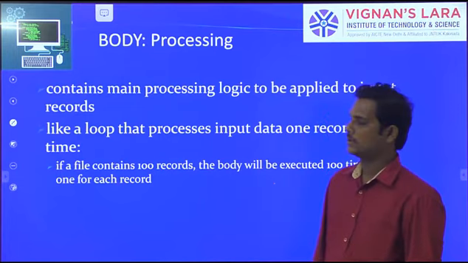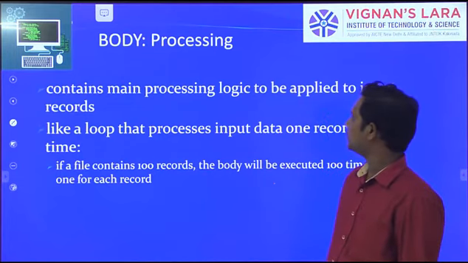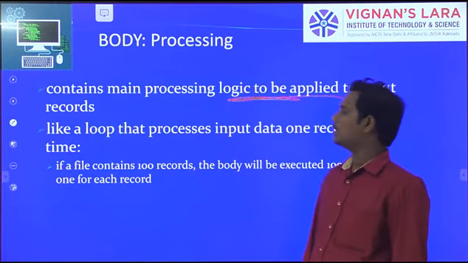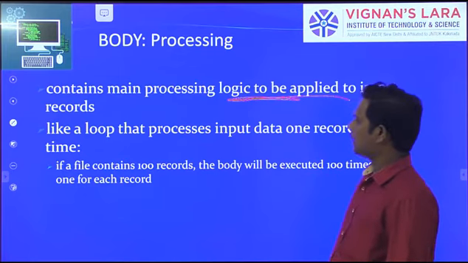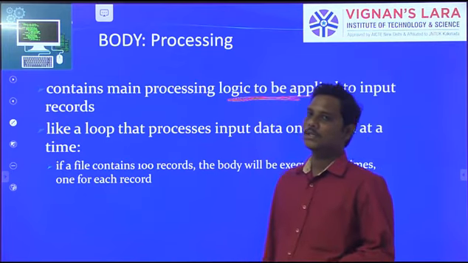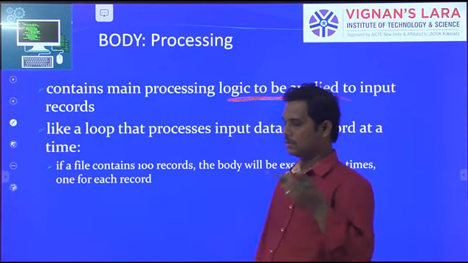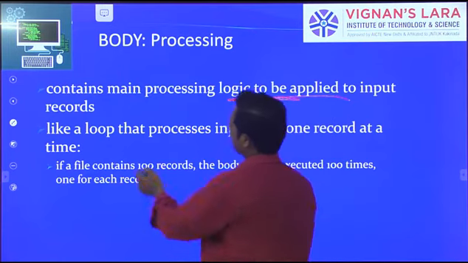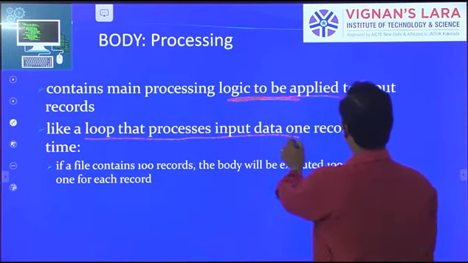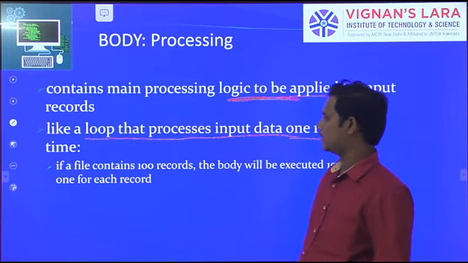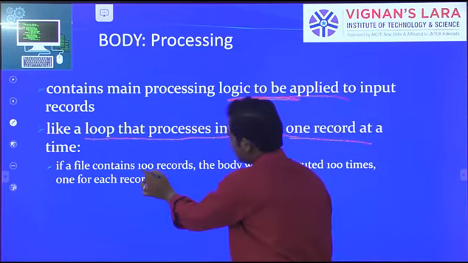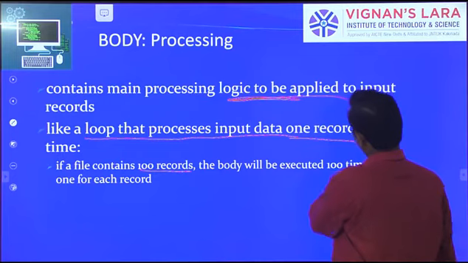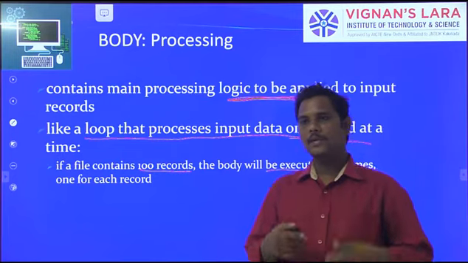Next, body processing. The body contains the main processing logic of the program, the logic of the application. We write things like loop statements, control statements, iterative statements, whatever logic we implement. It is like a loop that processes input data one record at a time. For example, if a file contains 100 records, the body will be executed 100 times.